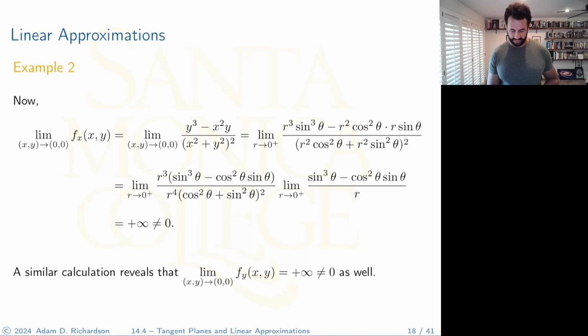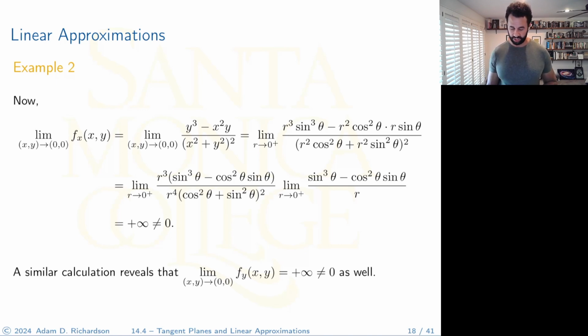What you'll notice is that you end up with 3 r's up here, 4 r's down here. So when you simplify, you're left with an r in the denominator. But as r goes to 0, this is going to go to infinity, which is not 0. So it's not continuous there. Same thing if you try to do it in the y direction. I leave that as an exercise. You can do that on your own if you would like.